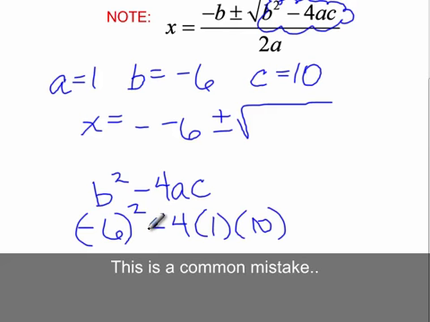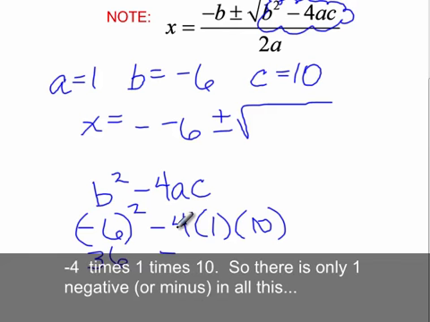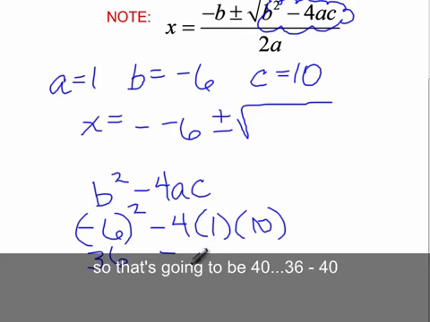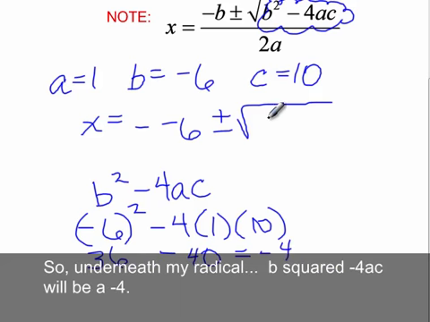This is a common mistake. B squared. B happens to be -6, but I'm squaring them both. That's why I get 36 minus 4 times 1 times 10. There's only one negative or minus in all this, right? So that's going to be 40. 36 minus 40 is a -4. So underneath my radical, b squared minus 4ac will be a -4.